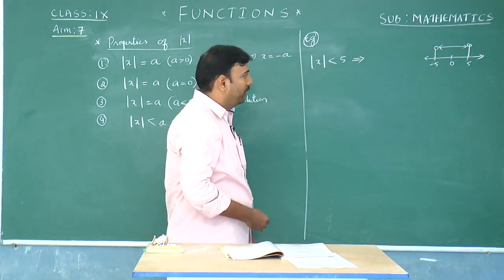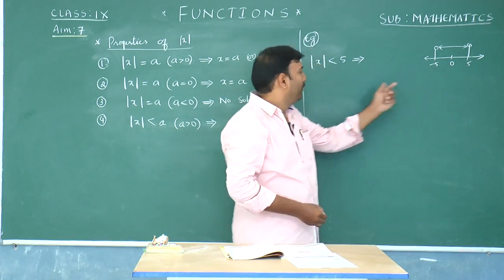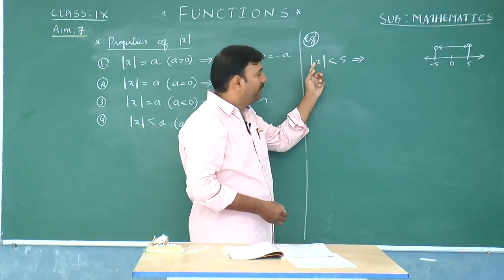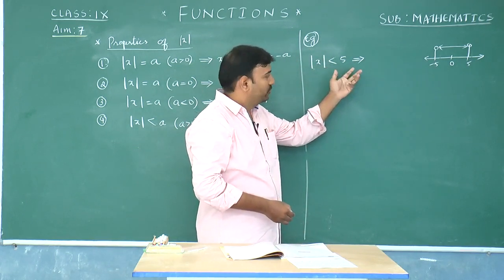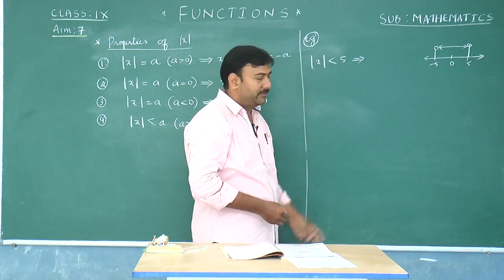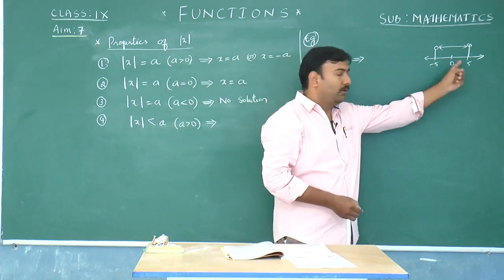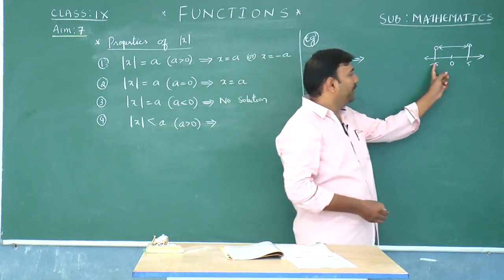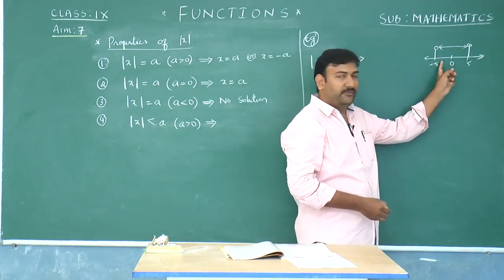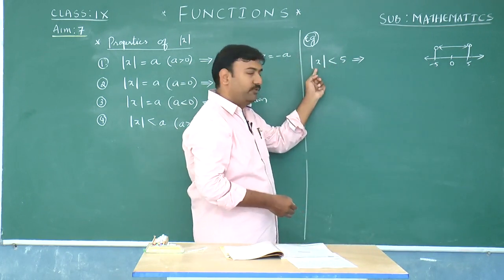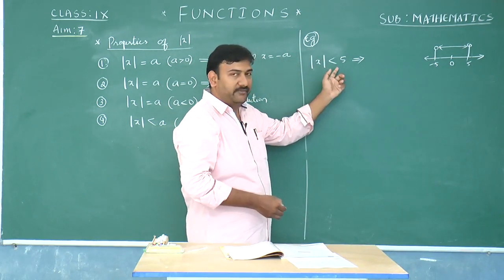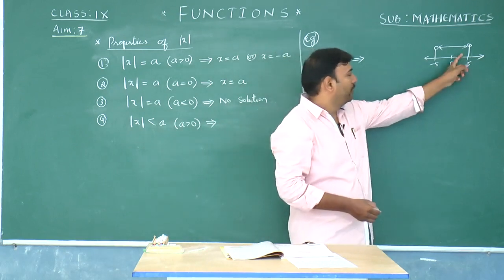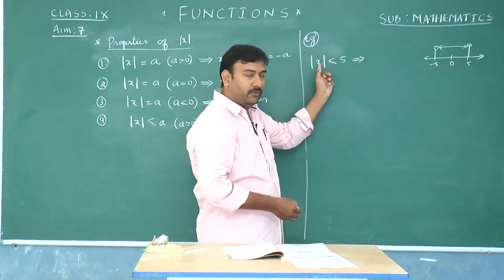Like for example, if I take minus 5, modulus of minus 5 is 5. 5 is not less than 5. So minus 5 does not satisfy the inequation. Even 5 also does not satisfy the inequation. Whereas any number between minus 5 and 5, we take say minus 4. If I take mod of minus 4, it is going to be 4. 4 is less than 5. So take 4, we get modulus of 4 as 4, which is less than 5.